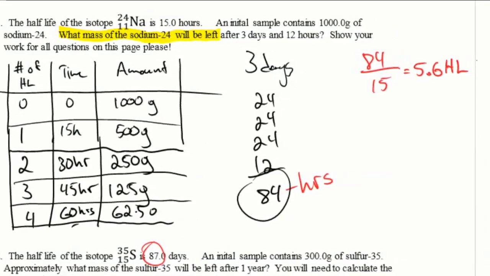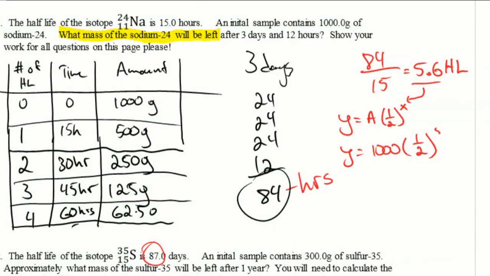All right, let's continue on. 5.6 half-lives. Let's use our formula again that I just wrote down. Y is a 1/2 to the x. So I'm going to put this 5.6 in for x. I'm starting with 1,000 grams. 1/2 to the power of 5.6.